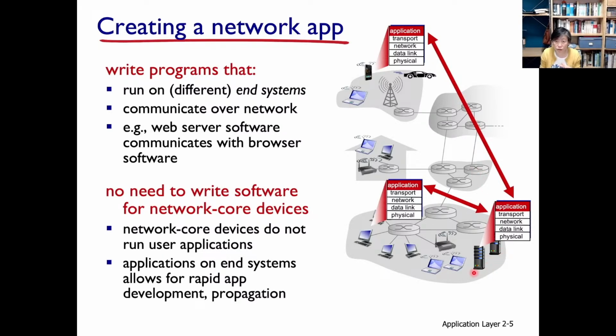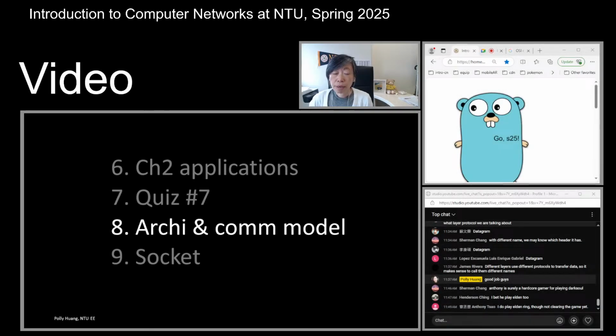But these servers are also at the edge of the internet. They are also end systems. Just don't be confused. So these end systems have programs running and exchanging data such that we can perform a specific application or specific service. The key takeaway is that these network applications run on the end systems.